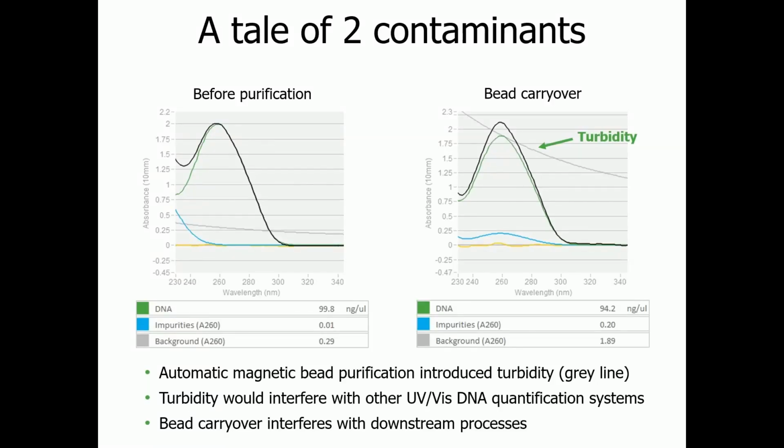Let's look at another example of an impurity that can have serious detrimental impacts on downstream processes and how you can use Unmix in order to detect that impurity and figure out what to do about it.